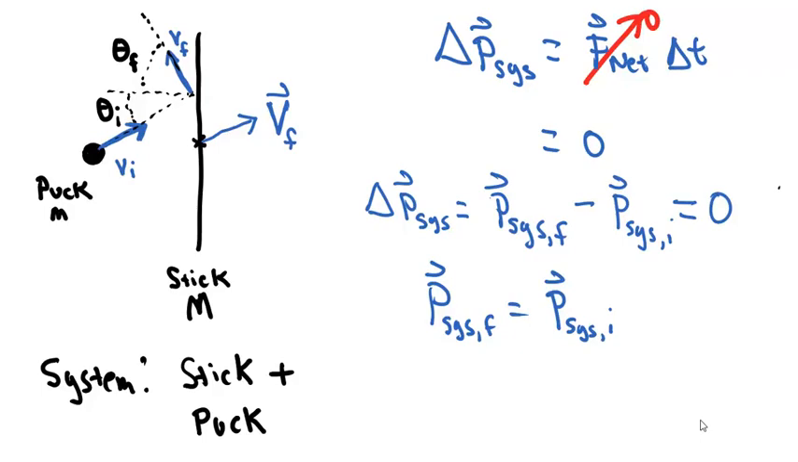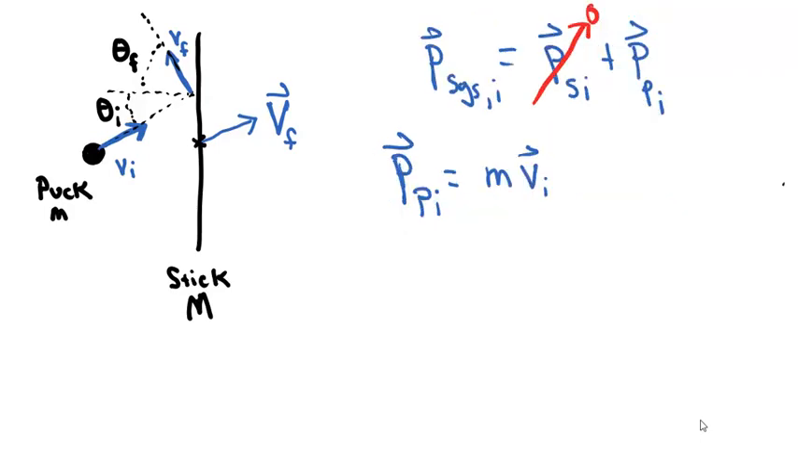Let's write out each of these system momenta in turn. The initial total system momentum will be the sums of the initial momenta of the stick and the puck. The stick is initially at rest, so it has 0 initial momentum, and the puck's momentum will be just the product of its mass times its initial velocity. All these quantities are known, so the initial total system momentum is known.